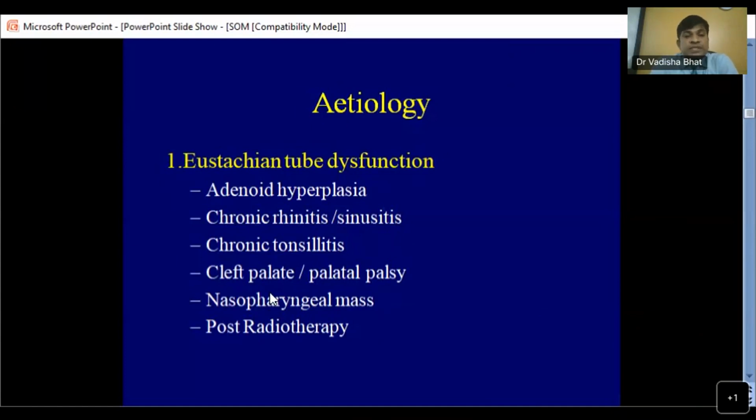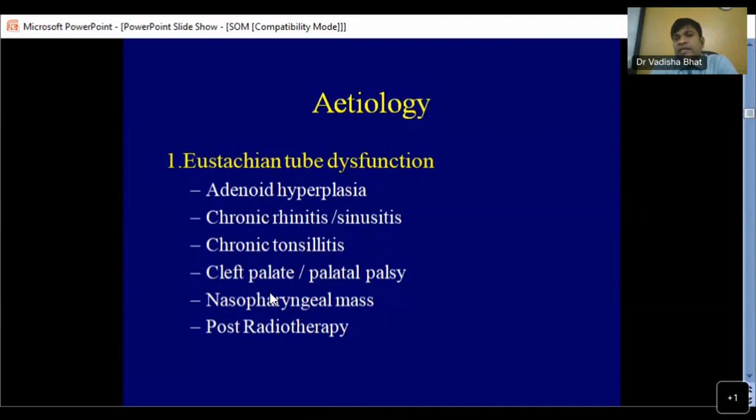Otherwise, the eustachian tube is a closed tube by virtue of its anatomical structure, the cartilage which always closes it, and the muscles levator palatini and tensor palatini, which are attached to the cartilage of the tube. The causes of eustachian dysfunction may be an obstruction or a dysfunction, and adenoid hypertrophy is one of the common causes of this otitis media with effusion.